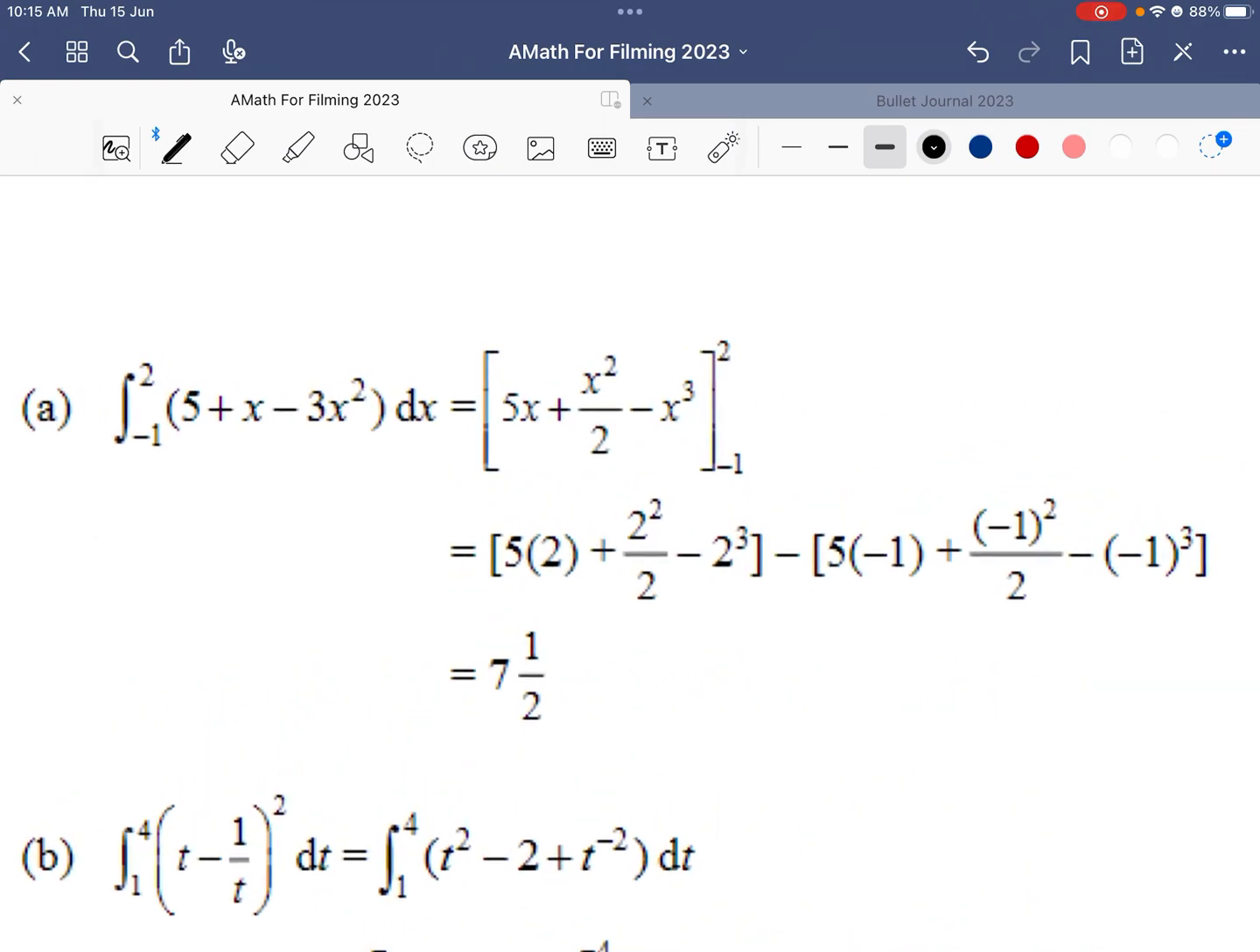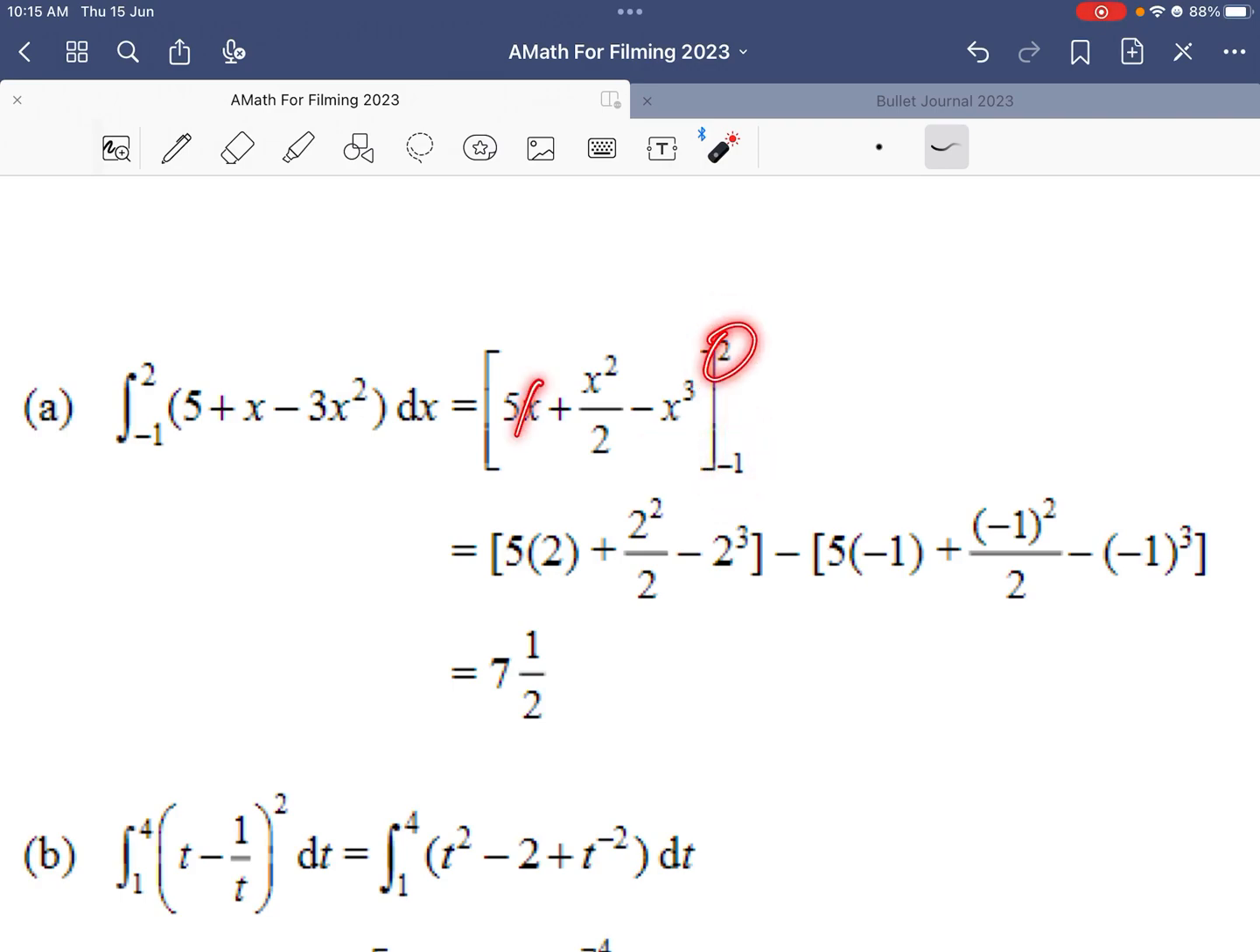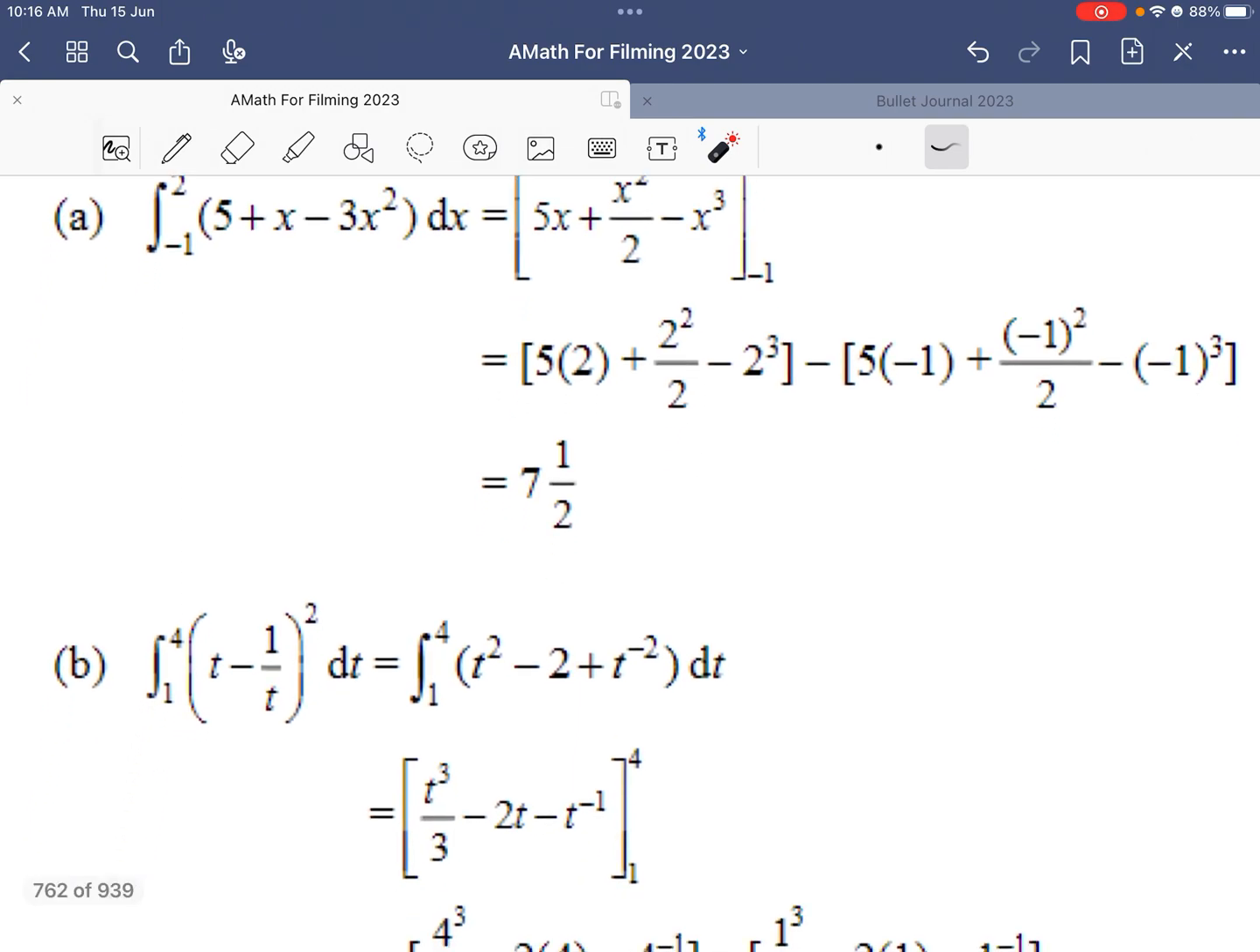For A, if you've done your integration correctly, you get 5x plus half x squared minus x cubed. The limit is 2 and -1. You substitute 2 into x, you will get this portion here. You substitute -1 into x, you get this portion here. If you use your calculator, you should get the value of 7 1/2.